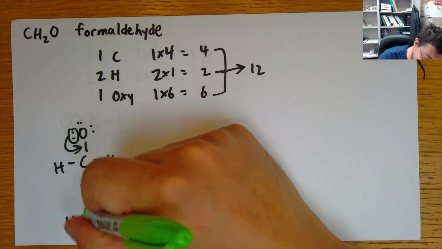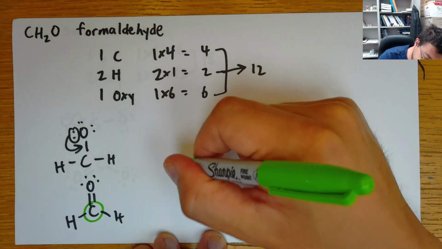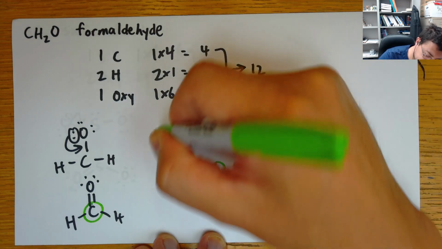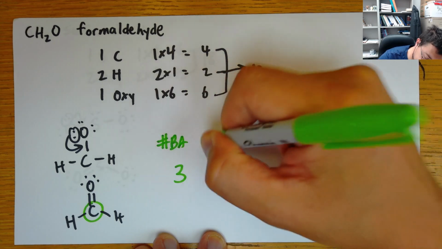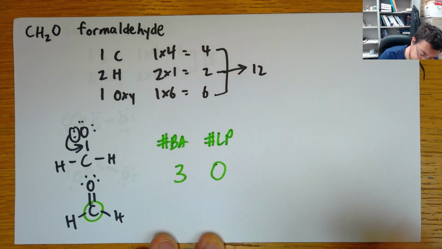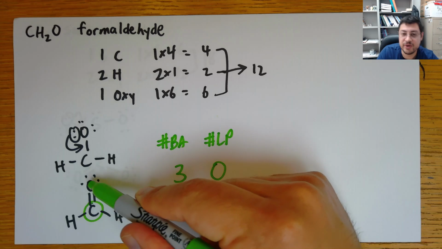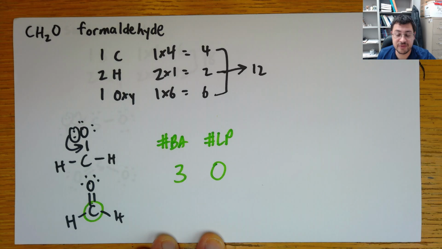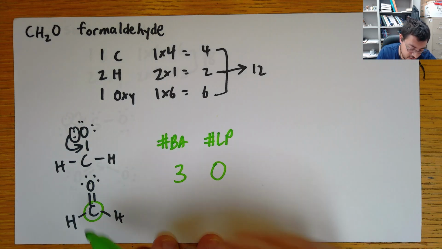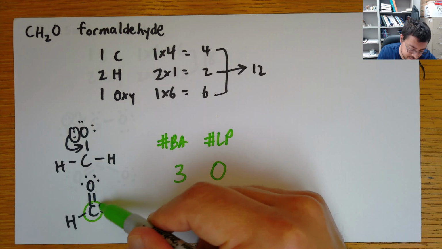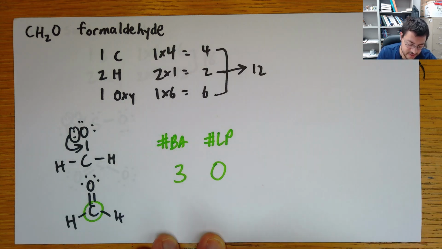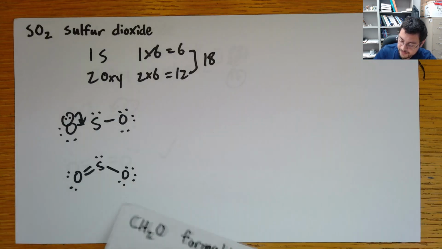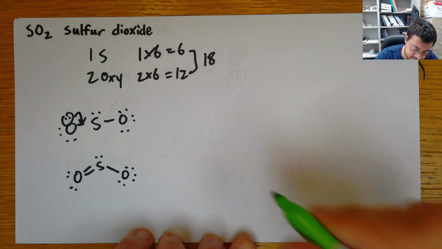Formaldehyde. Here's our central atom. 1, 2, 3. We have 3 bonded atoms. And lone pairs, we have 0 lone pairs. Don't put 2. Indeed, we do have 2 lone pairs, but they're on an outer atom. So that doesn't count for this central atom analysis. Carbon itself, the central atom here, has no lone pairs on it. 3, 0. 3 for the oxygen and 2 hydrogens, no lone pairs on the carbon. Sulfur dioxide.